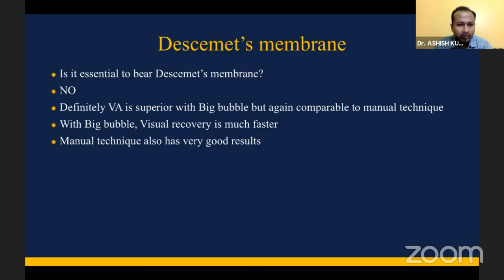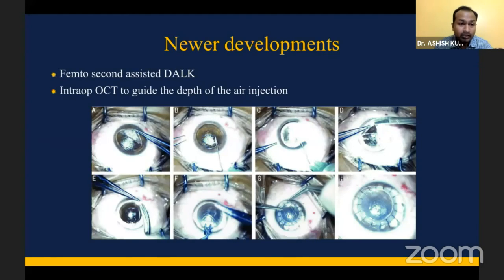Some of the newer developments like femto-assisted DALK and intra-op OCT to guide the depth of the air injection are very expensive tools, and they haven't reached optimum. I would say the experience is still very lacking, the clear-cut evidence is not there, and it is also very expensive.